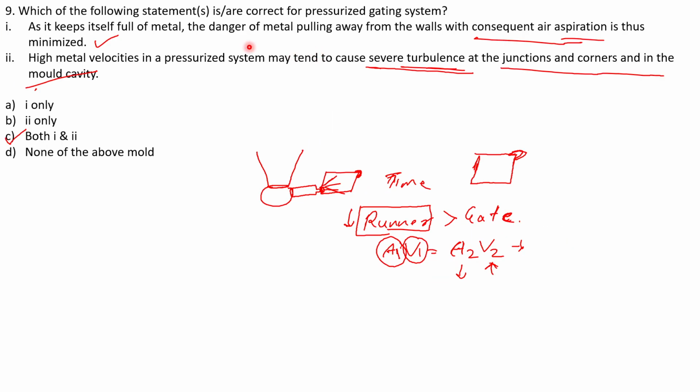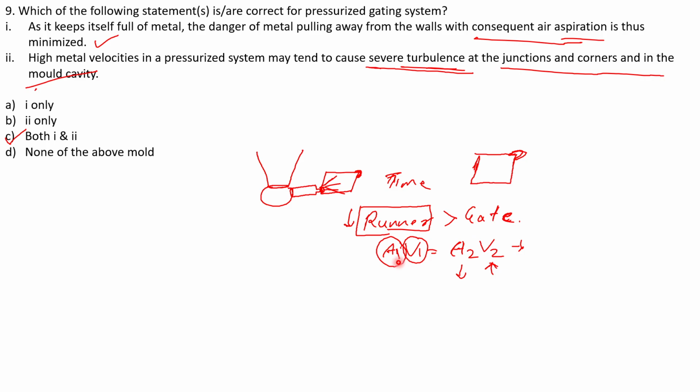And coming to next question, which of the following statements are correct for pressurized gating system? So when we talk about pressurized gating system, as it keeps itself full of metal, the danger of metal pulling away from the walls with consequent air aspiration is thus minimized. Yes, high metal velocities in a pressurized system may tend to cause severe turbulence at the junctions and corners and in the mold cavity. Yes, this is also right, because when we talk about pressurized gating system, the area of runner will be greater than the area of the gate.